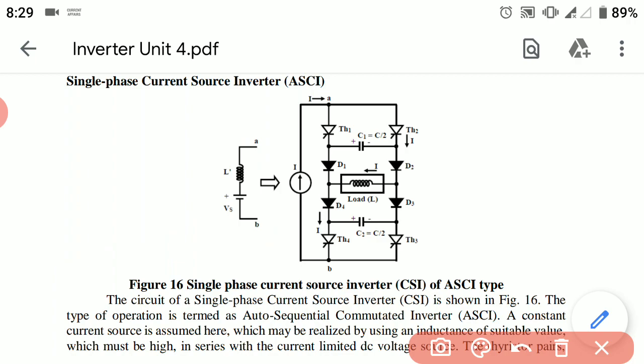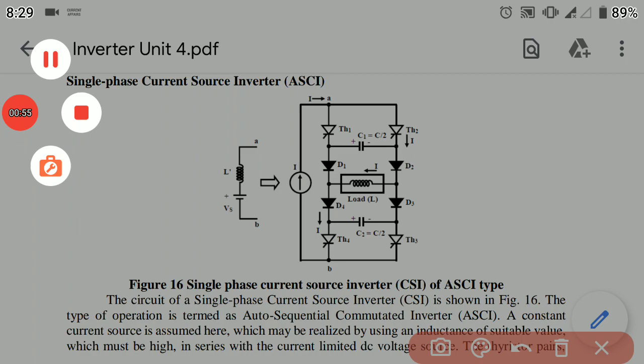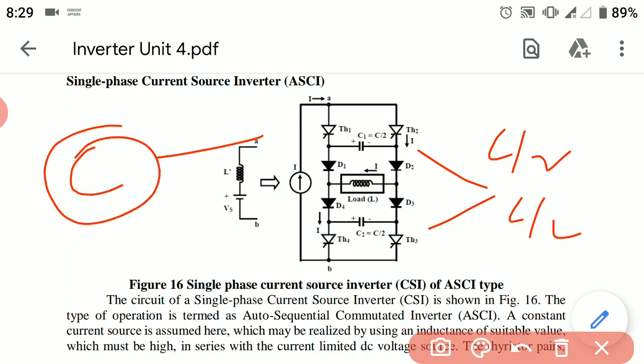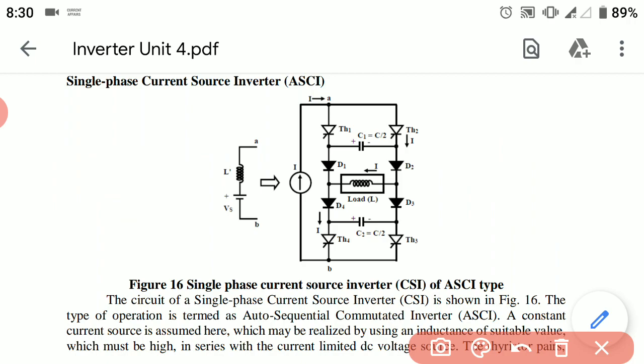In this inverter circuit, we have four thyristors: thyristor 1, thyristor 2, thyristor 3 and thyristor 4, and we have four diodes D1, D2, D3 and D4. Here we are using two capacitors having capacitance C/2 and C/2. That means when these both capacitors are in parallel, their capacitance will be added and the net capacitance will be C. We have an inductive load which is connected in parallel with the two capacitors.